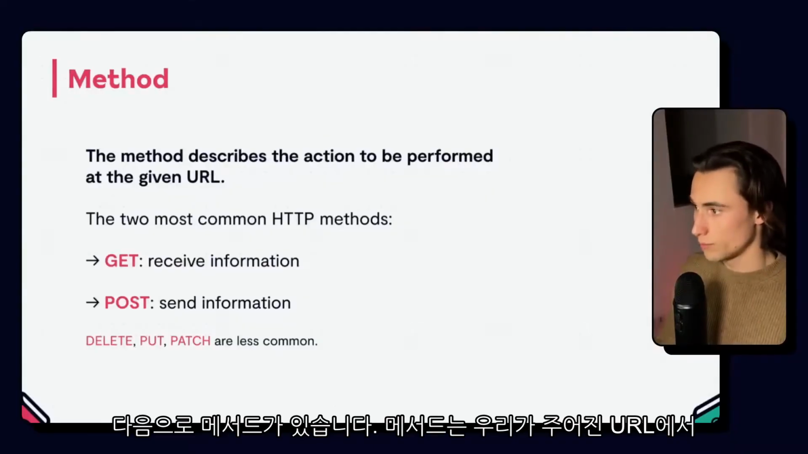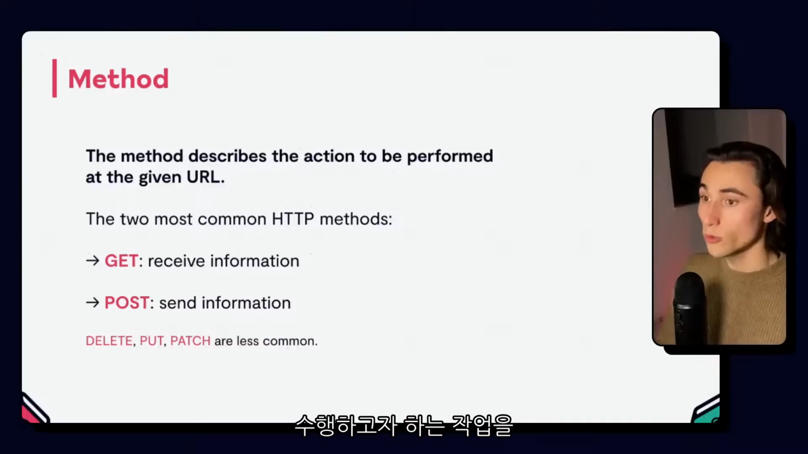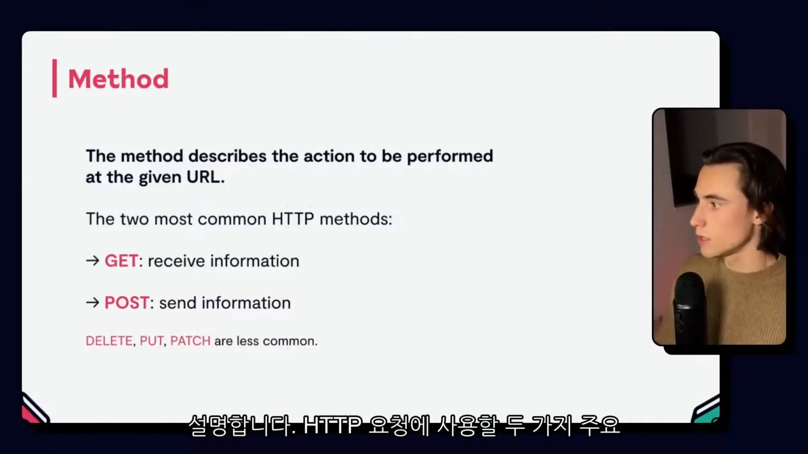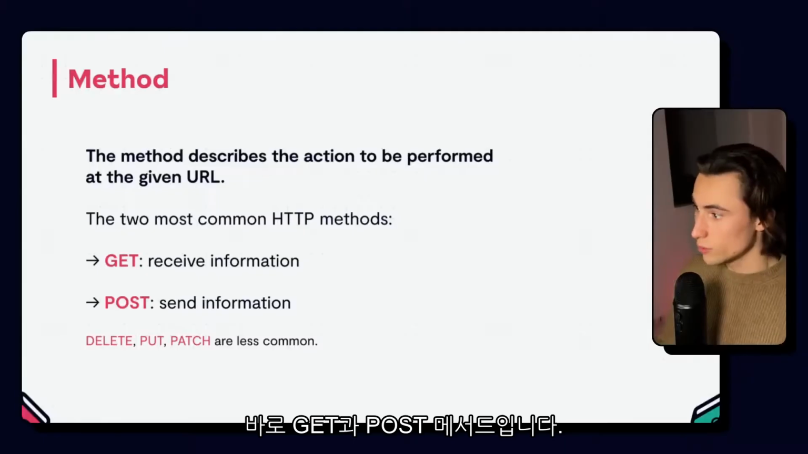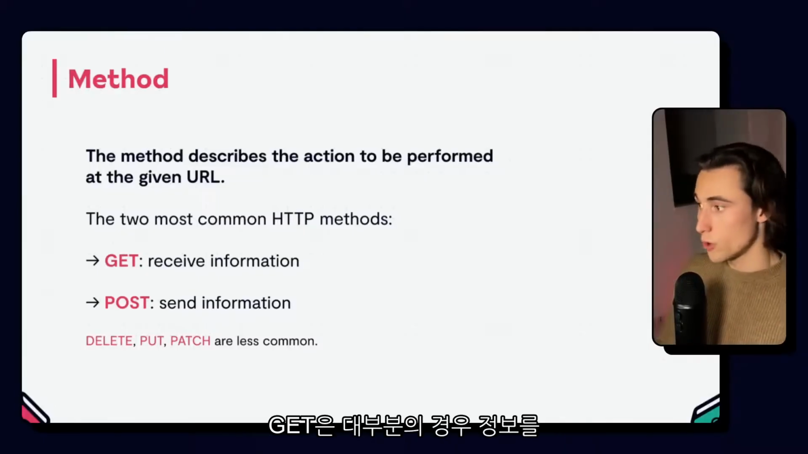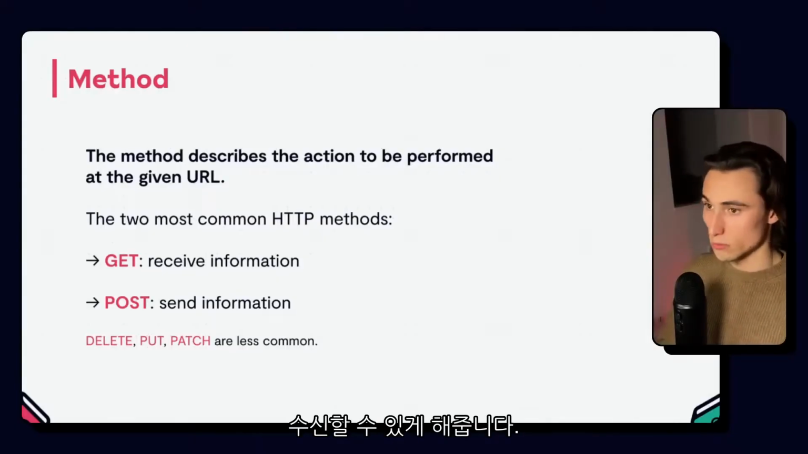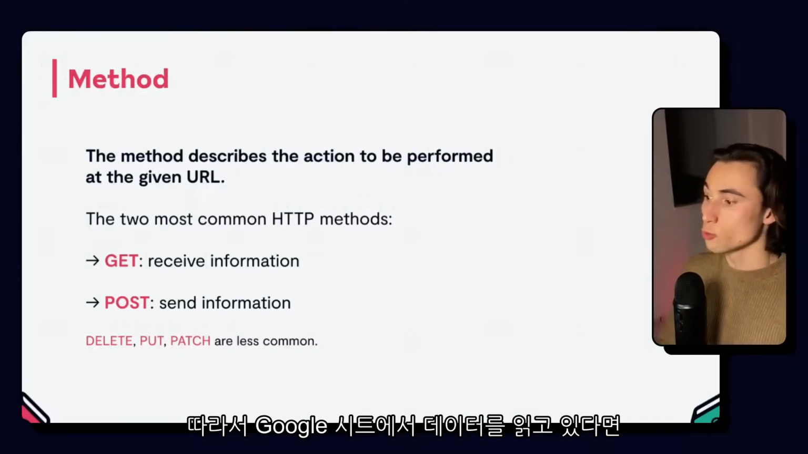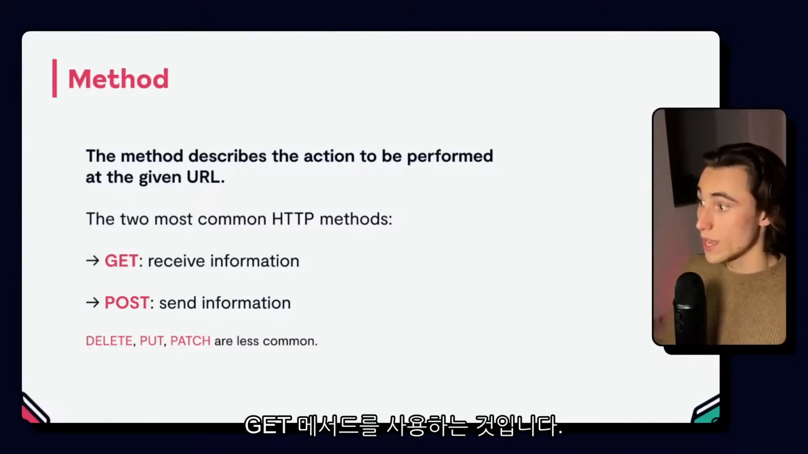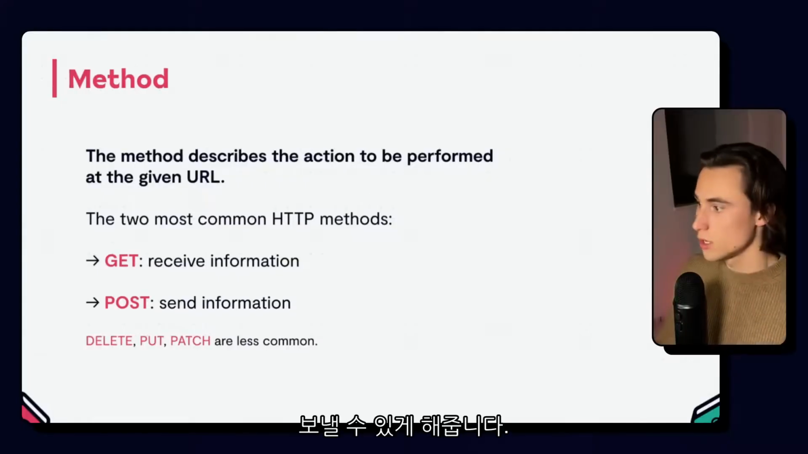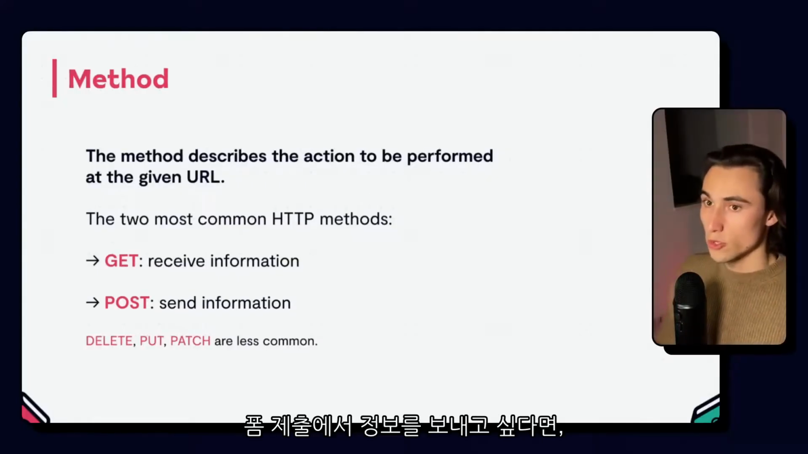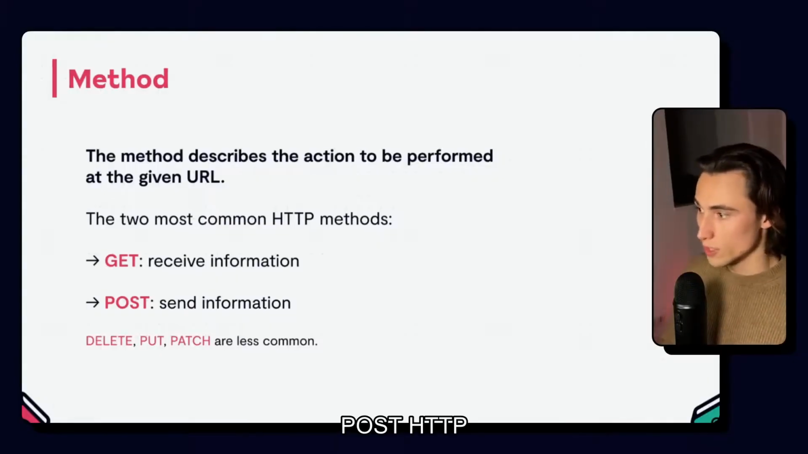Then we have the method. The method describes the action that we want to perform at the given URL. There are 2 main methods that we're going to be using for HTTP requests. There is the GET and the POST methods. GET, most of the time, allows us to receive information. So if you're reading data in a Google Sheet, you are using the GET method. And POST is going to allow us to send information. So if we want to send information from a form submission, we're going to be using the POST HTTP method.